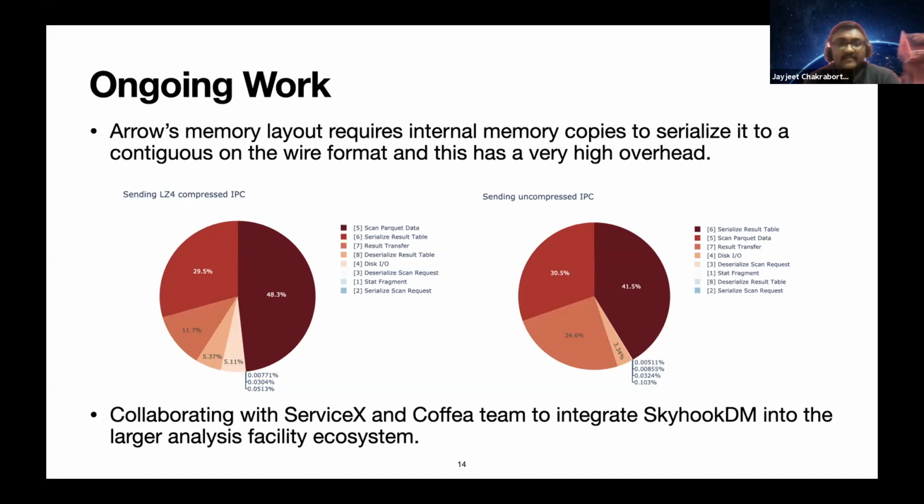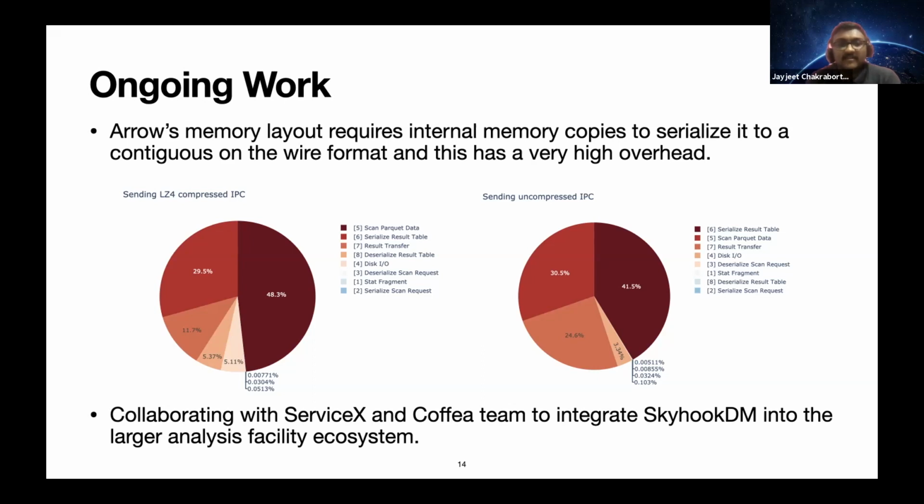The problem that I was talking about is currently ongoing. Arrow's memory layout is such that when you need to serialize it to a wire format, where a contiguous buffer is needed, it needs to do a lot of internal memory copies. It needs to copy buffers from different places in memory into a contiguous wire format, and that has a very high overhead. We opened this issue with the Arrow team, and they were very interested in it, and understood that the Arrow memory format is very difficult to change, and this problem would happen.